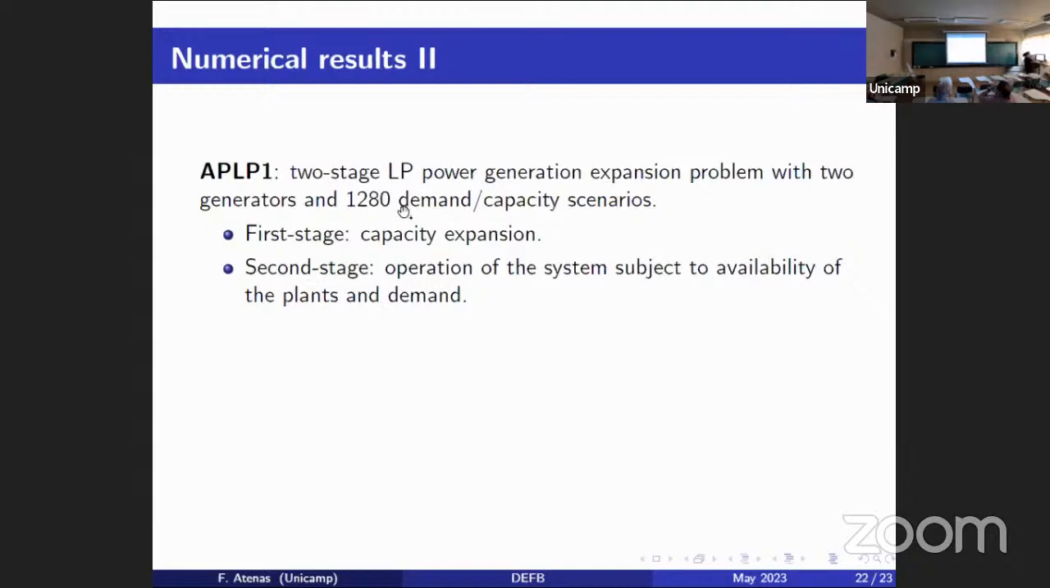And here, what is uncertain is the demand, which is usual in energy optimization problems, and also the capacity of the scenarios. Because in the first stage we build capacity, we build plants, let's say, and in the second stage we operate the system. So the uncertainty is the demand of the consumers, and also the capacity of the built plants.